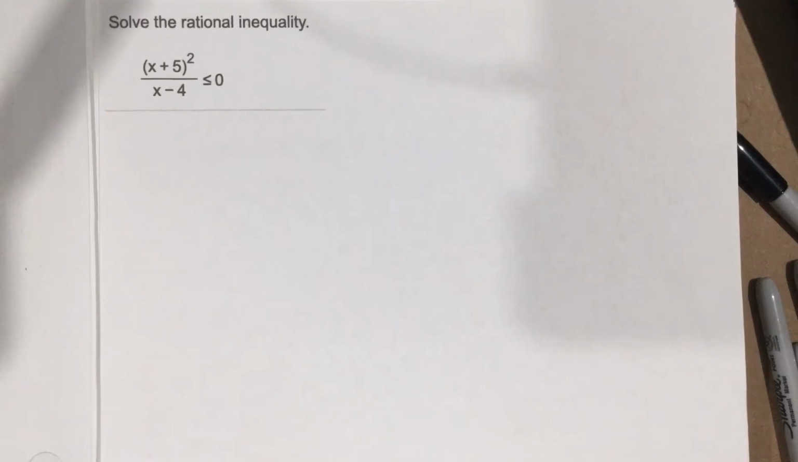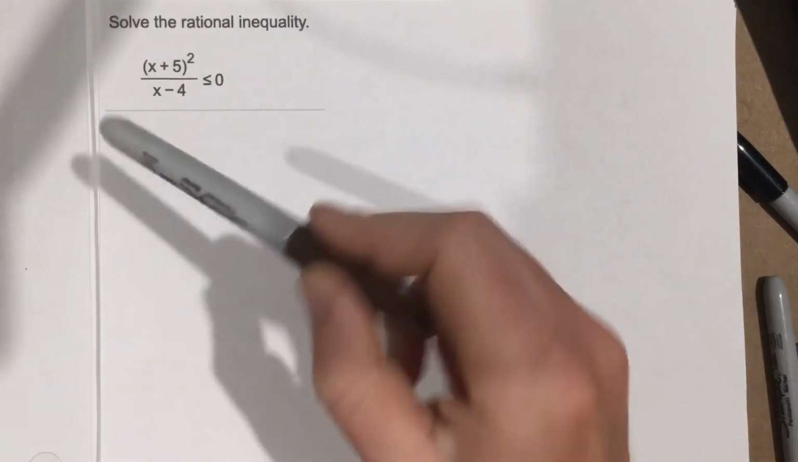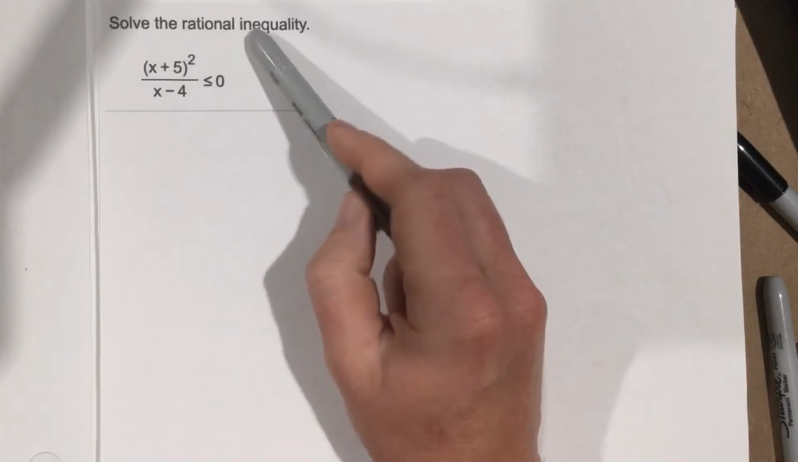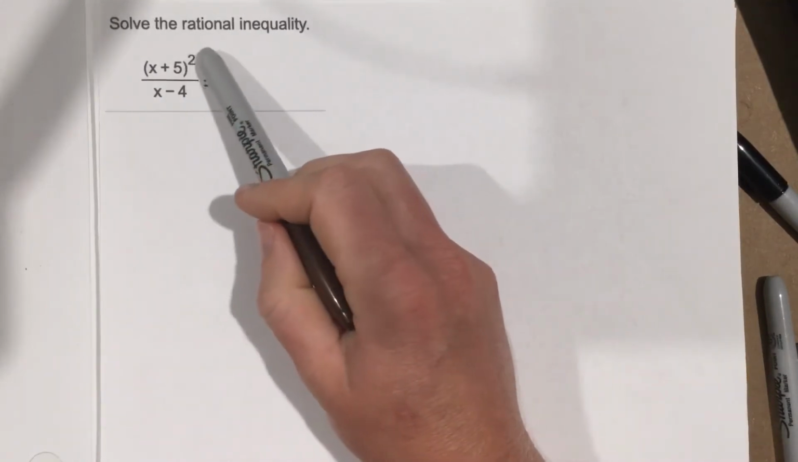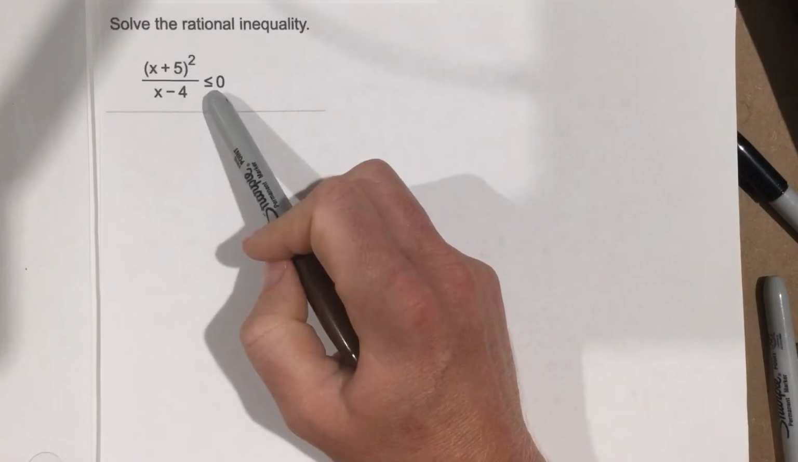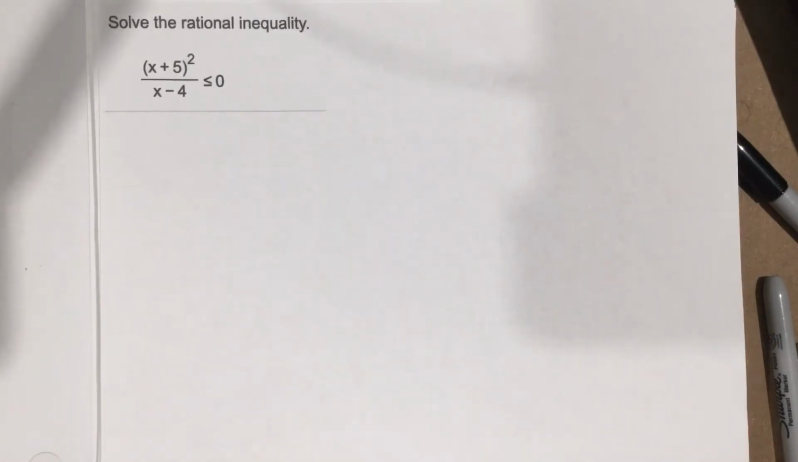This is problem number 6 from section 4.7. In this problem, they say solve the rational inequality. Now, this is a little different inequality than what we had before with the polynomial inequalities.